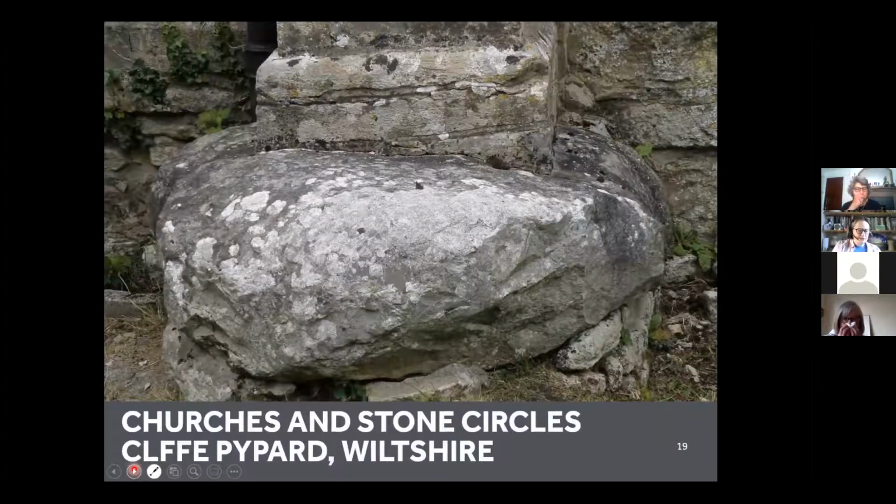Churches are one of the building types where it's very common to find Sarsen stone boulders. They often appear like this. They're large boulders in key locations in the foundations, and you might see them underpinning corners or buttresses.